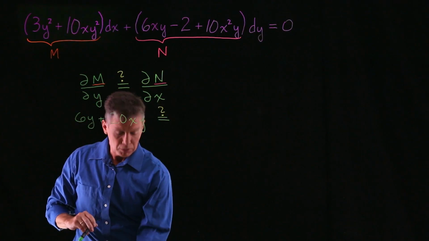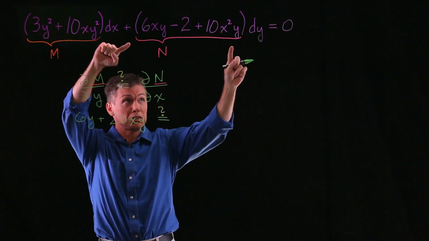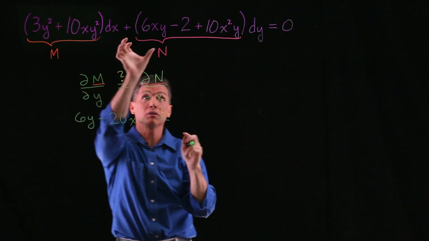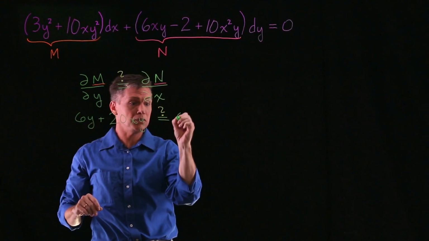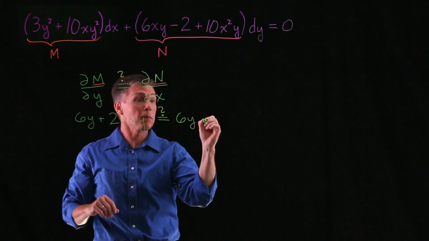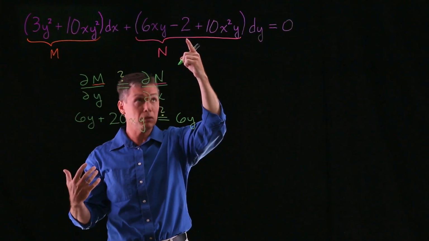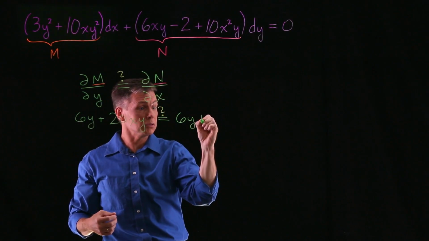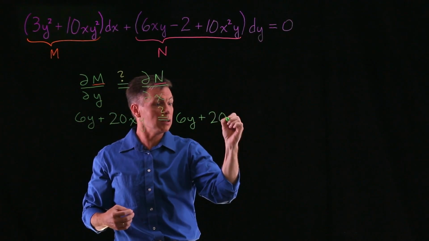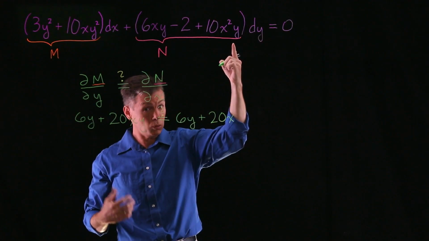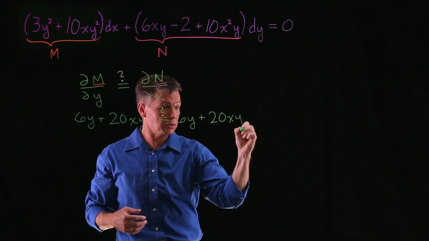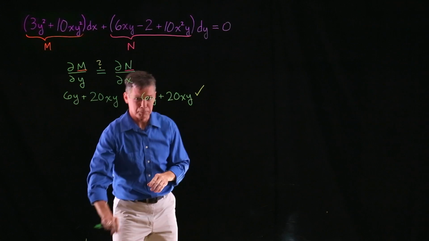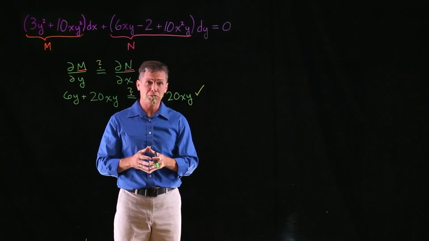Now let's differentiate this N expression, but with respect to x. So my y will be a constant. This looks like just 6y then. Minus 2, differentiate that, that's going to go to 0. Differentiate this third term with respect to x. Looks like a plus 20. X drops down a power, and the y is a constant like a coefficient, so it's still there. Take a look, left-hand side, right-hand side are the same. Okay, we've confirmed that it's an exact differential equation.